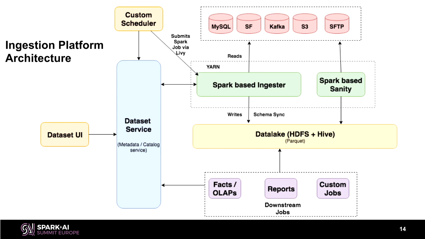On top of it, we have a custom scheduler, which gets this newly onboarded dataset from the dataset service and then schedules it via the Livy REST API to the YARN cluster. These are the actual Spark-based ingestion jobs, which do the actual ingestion and write data in Hive Parquet format. Along with that, we also have Spark-based sanity jobs, which periodically run sanity checks against the source and publish those results again to the dataset service. Finally, at the lowermost layer are the consumers, who consume this data from Data Lake and also fetch metadata from the metastore, which is the dataset service.